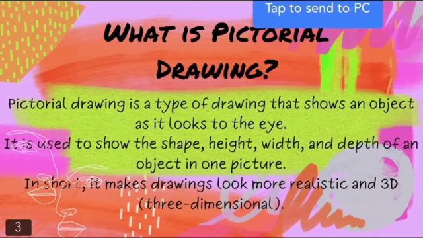For example, a cube. You can see its front, top, and side. At the same time, it is a pictorial drawing because it looks like a real 3D object.